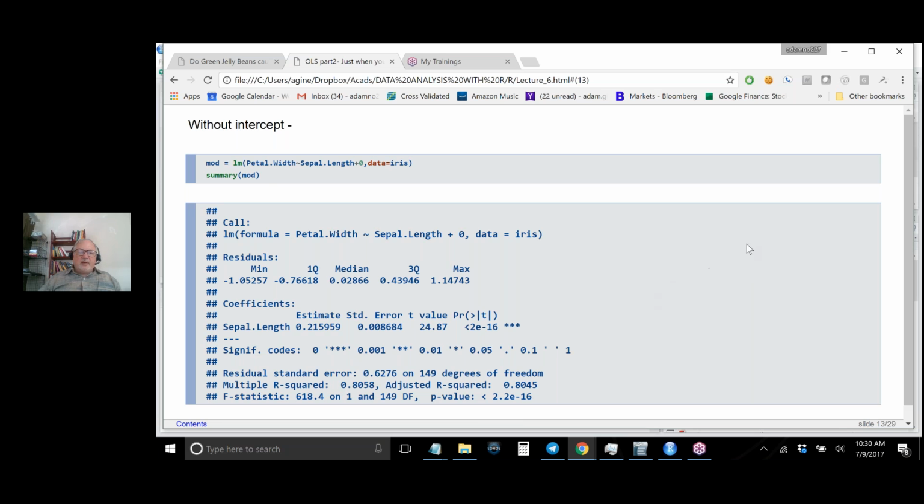If I want to do it without an intercept, I just want to say is petal width related to sepal length.